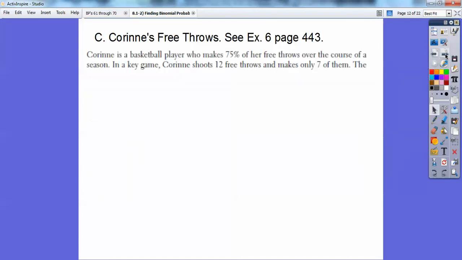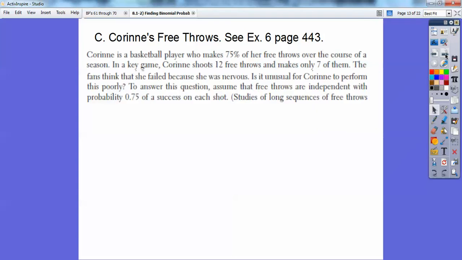So here's another one we did in class. Kareen is a basketball player who makes 75% of her free throws over the course of a season. This one's a binomial because she either makes the free throw or she doesn't make it. So it's either in or out. There's two choices. In a key game, Kareen shoots 12 free throws and makes only 7 of them. The fans think that she failed because she was nervous. Is it unusual for Kareen to perform this poorly?